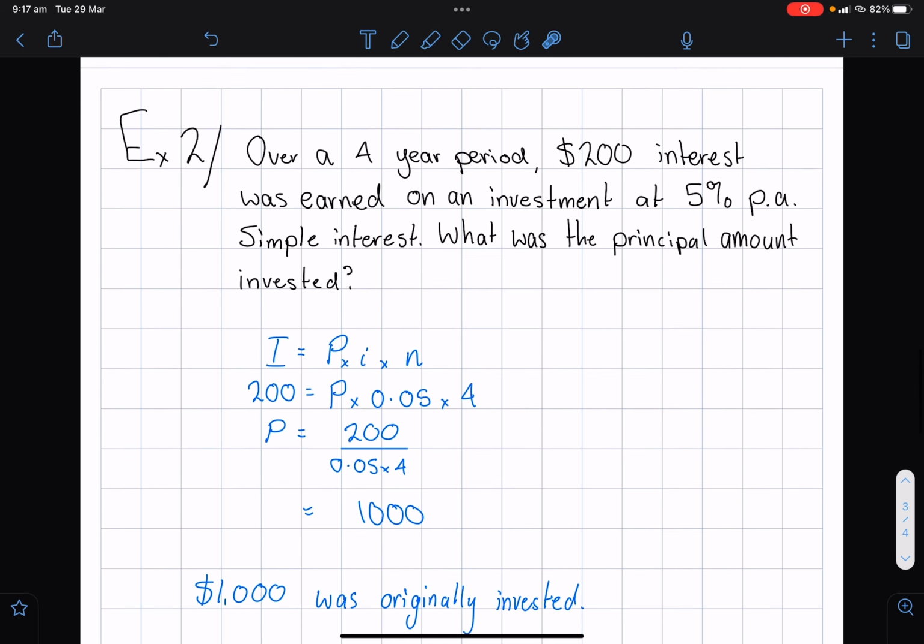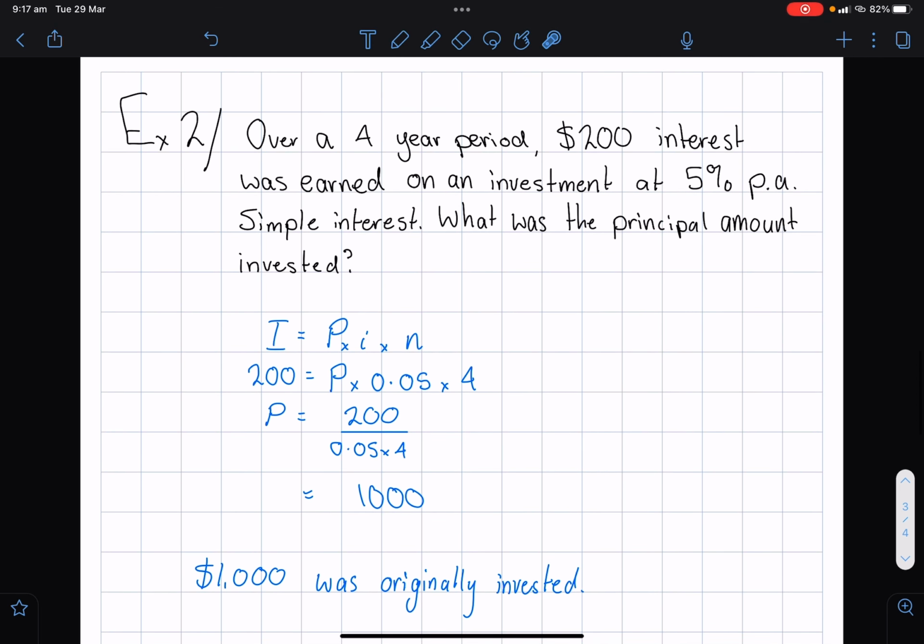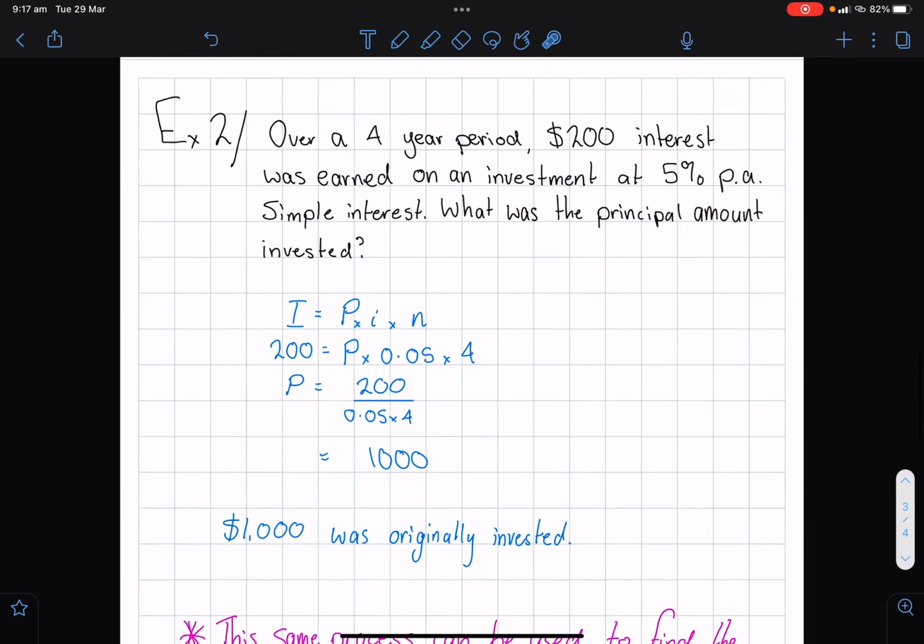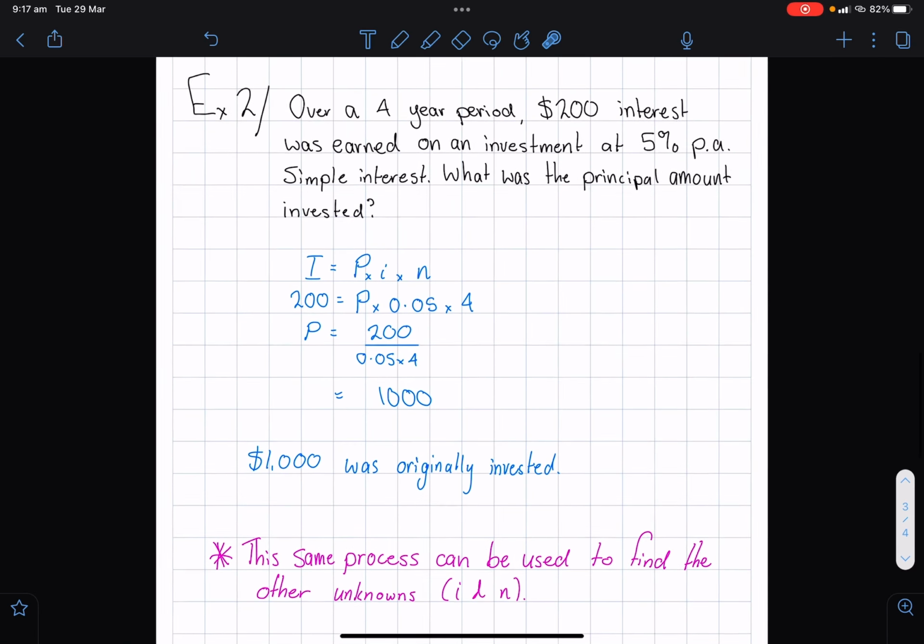And then we just finish off by stating our answer. So $1,000 was originally invested. Hopefully all of that is pretty clear. Again, this same process can be used to find the other unknowns, the interest rate and the time frame. So please have a crack at 7A and we'll see you guys next time.